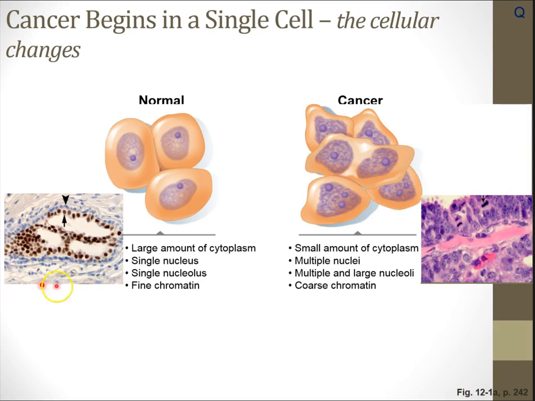These images to the left and right are immunohistochemistry images that basically show us the cell structure of a normal breast duct and then what a malignant breast duct looks like.